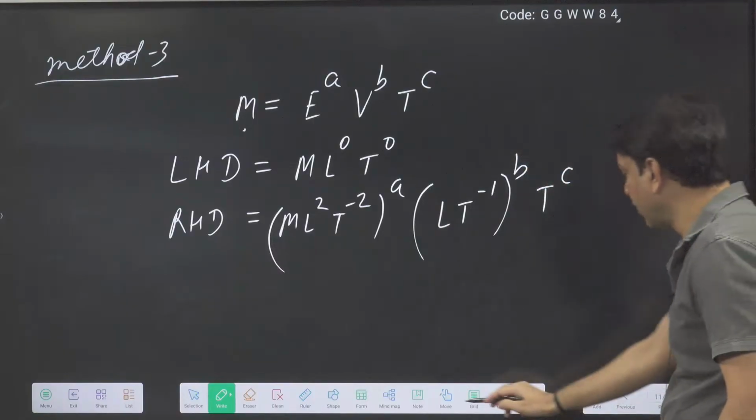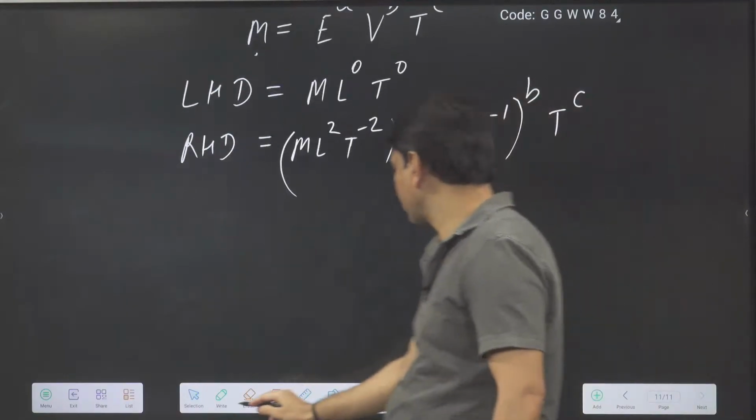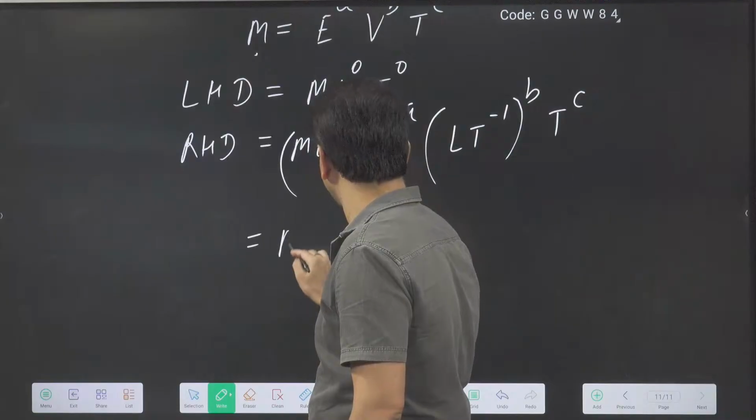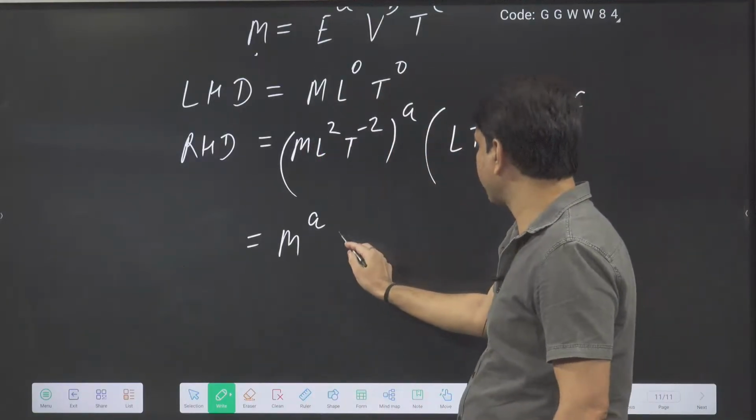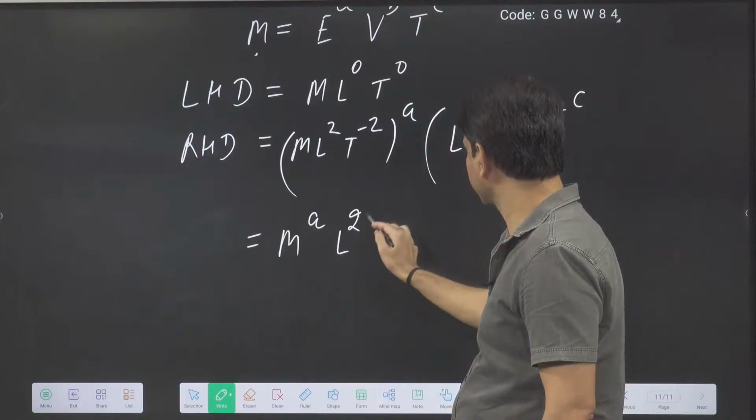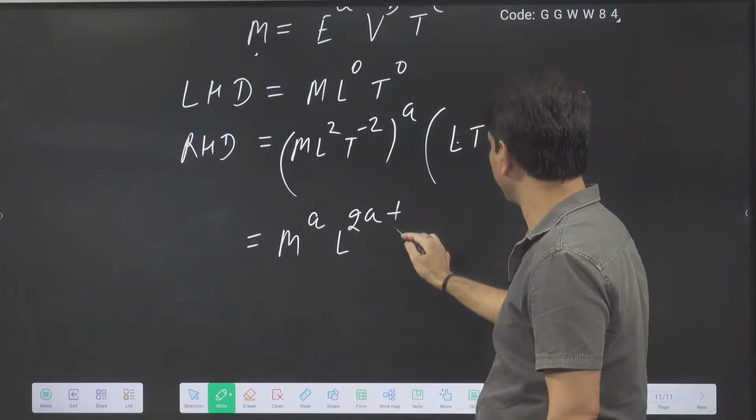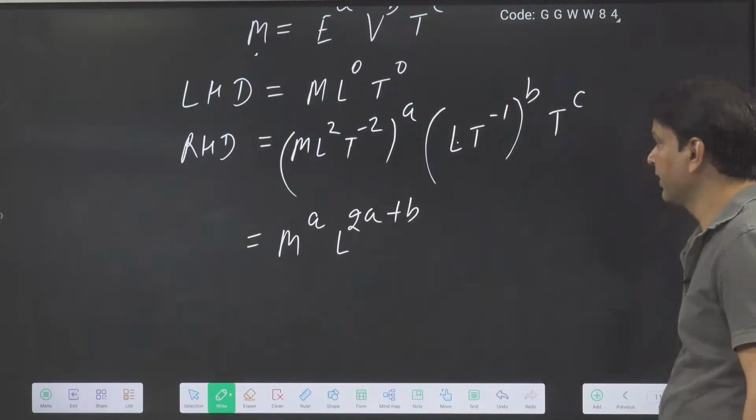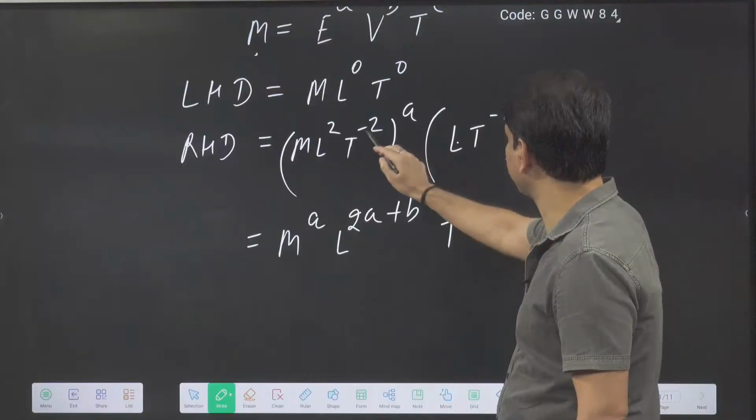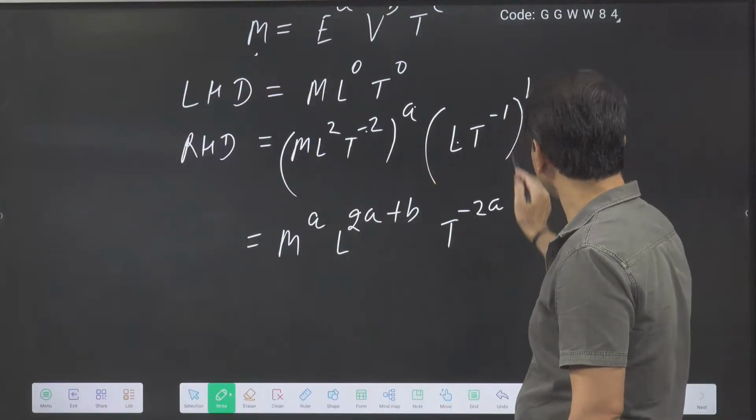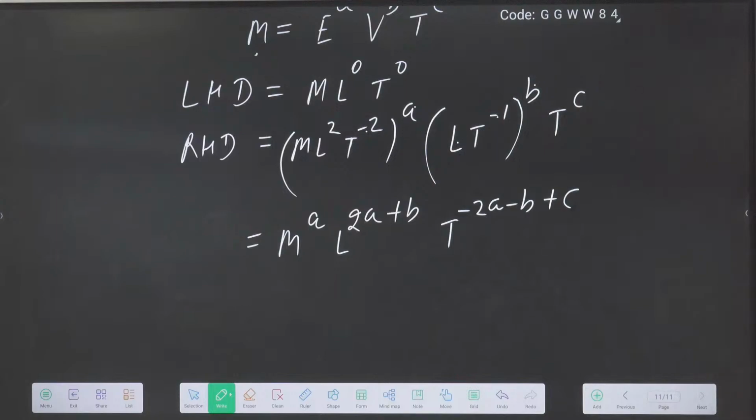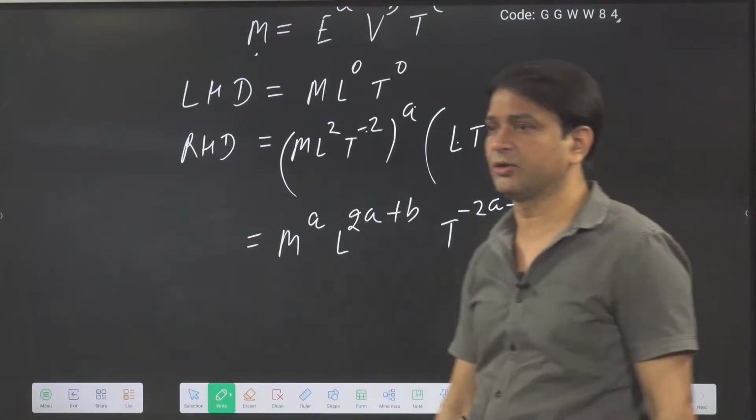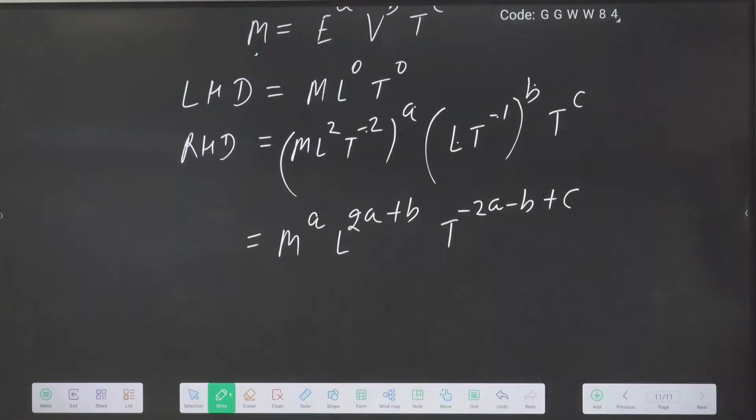Now what is the total M power I am getting? M to the power A, that's it. L power: here 2A, here B, so 2A plus B. And for T, what is the total power? Minus 2A, here minus B plus C. This is the right hand dimension: M to the power A, L to the power 2A plus B and T to the power minus 2A minus B plus C.